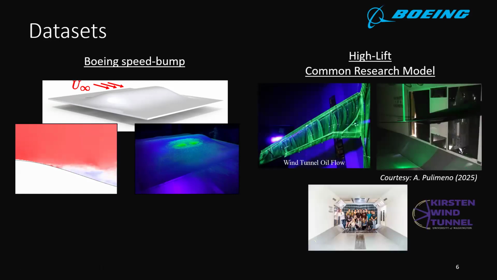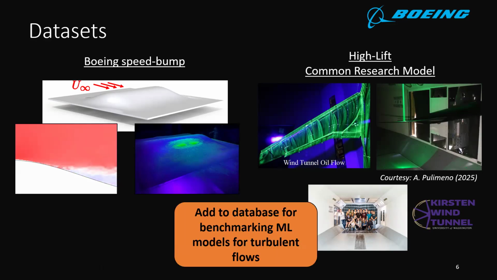Okay? So these are experiments conducted here at UW. Upcoming experiments include the Common Research Model that will be conducted inside the Pearson wind tunnel. This is a pretty large-scale facility, 8 by 12 feet in dimensions, and you can see the staff over there, so you actually are standing inside the test section. And the idea is to add these data sets to a database where we can benchmark machine learning models and reduced-order models for turbulent flows, because that still really doesn't exist in a comprehensive sense for experimental data.